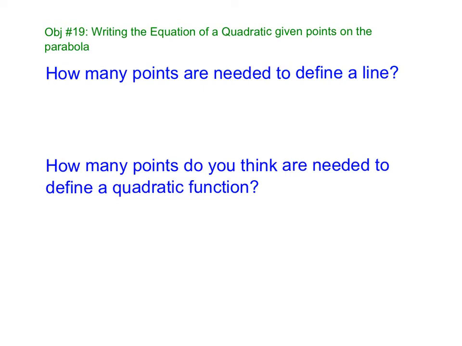Okay. How many points are needed to define a line? So remember in Algebra 1, when you wrote the equation of a line, you needed 2 points. So you need exactly 2 points to write the equation of a line. So how many points do you think you need for a quadratic? We need 3 points for the exact.